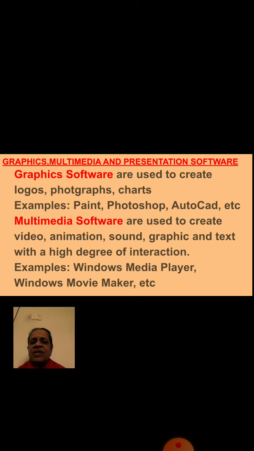Next, but not the least, is multimedia software. In multimedia software, you get a combination of animation, sound and graphics along with videos, where you can interact with a high degree of interaction and precision. That is Windows Media Player, Windows Movie Maker, etc. So we have learned what graphics software and multimedia software are.